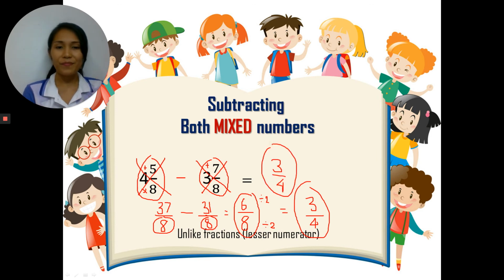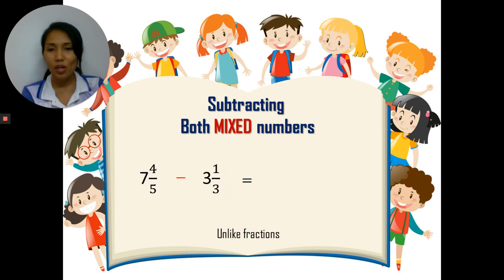Easy, yeah? All right, now let's try another example. Are you confused? Don't be confused. Okay, let's try this one. As I've said, let's try the easier method first, and if it's not applicable, then we'll do the other one. So let's try subtracting separately the whole number and the fraction. So let's try 7 minus 3 here. 7 minus 3 equals 4.